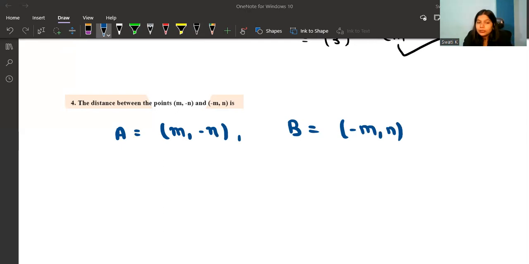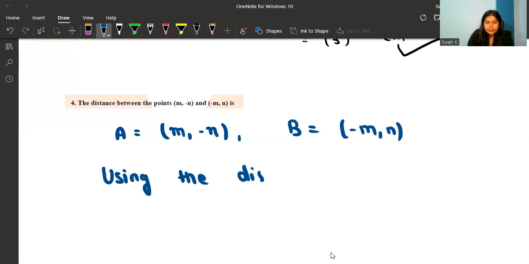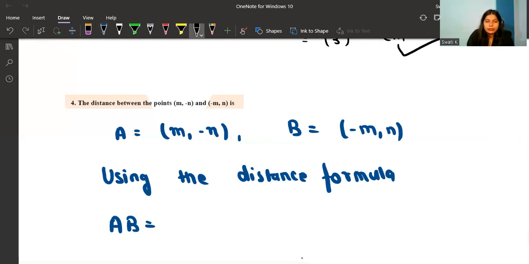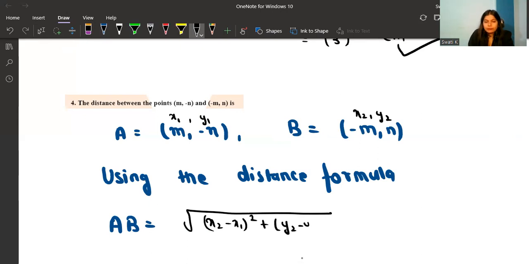Now I have to find out here the distance. So using the distance formula, how can I actually find out the distance of AB here? By just using the formula. See, there is a formula. I'll write down the formula, but before that, let me write down the coordinates x1 comma y1, and this is x2 comma y2. So the formula says that the distance will be given by root over x2 minus x1 whole square plus y2 minus y1 whole square.